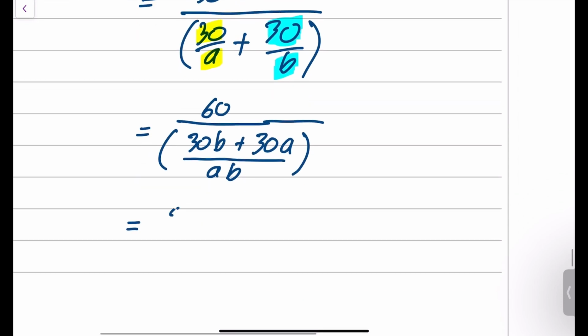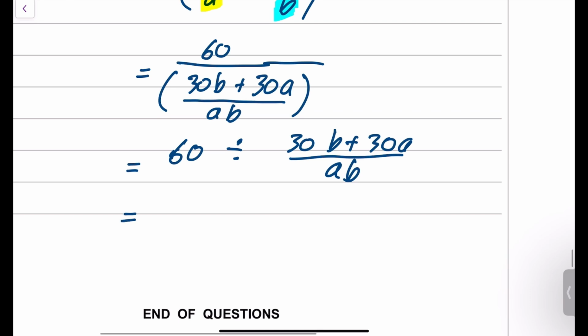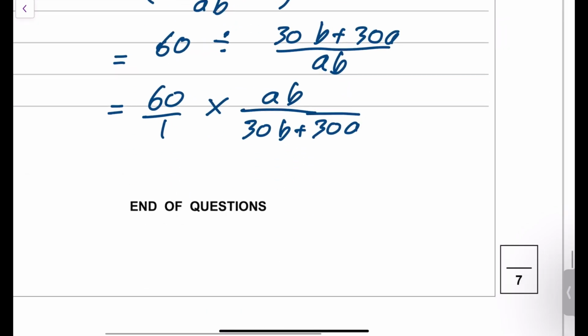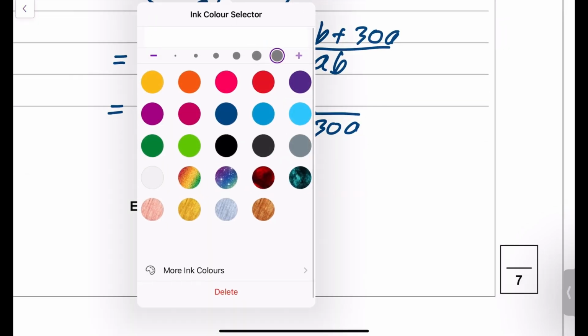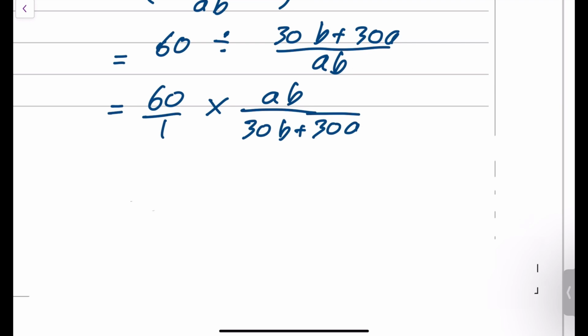And then I'm going to write this out. People are really bad at these, so I'm going to change this. I could write this as 60 divided by 30b plus 30a all over ab. Fractions, what you do is you write that as 60 over 1, and now times ab over 30b plus 30a. Clearly I've used up more space than I should have here. May create a wee bit of space here just for the sake of this video.